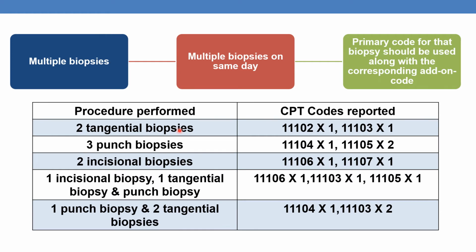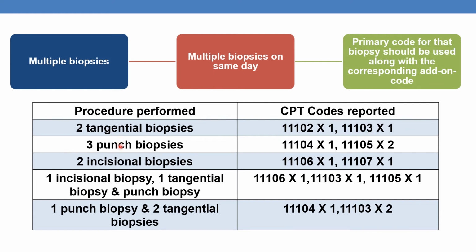Two tangential biopsies are performed. For two tangential biopsies, first you need to give the primary code for tangential biopsy followed by the add-on code for the second biopsy. 11102 is tangential biopsy, single lesion, followed by add-on code 11103, which is tangential biopsy for each separate or additional lesion.